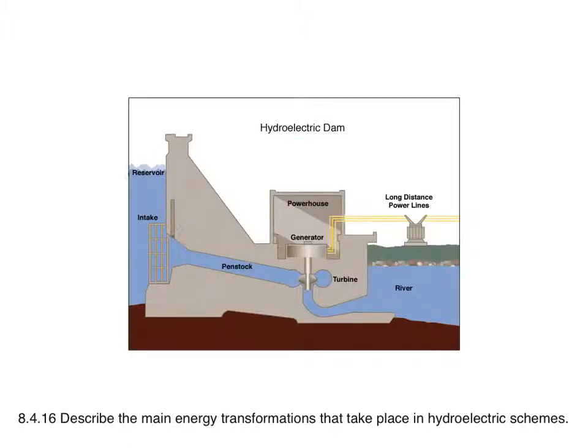Here's a diagram of that process. We start with water that has gravitational potential energy, and we allow that water to fall down through a pipe called a penstock, and that spins a turbine right here, and that spinning turbine rotates a shaft, which rotates a generator, which produces electricity.